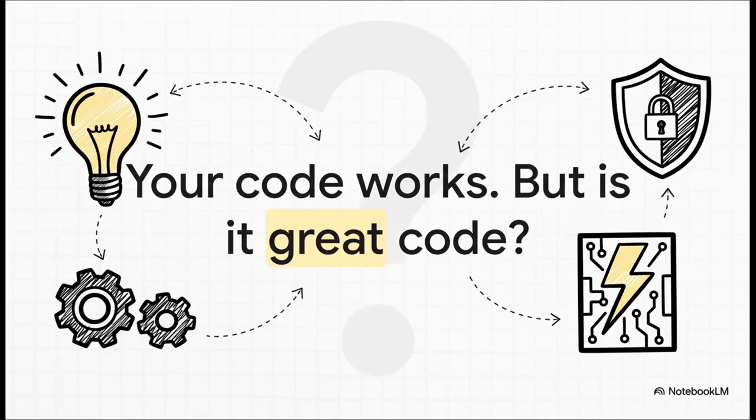So I've got a question for you. Your code runs. The feature gets shipped. The ticket is closed. We've all been there. But is it great? Is it efficient? Is it secure? Is it lightning fast? That's the jump we're going to talk about today. How to go from just functional to truly exceptional.